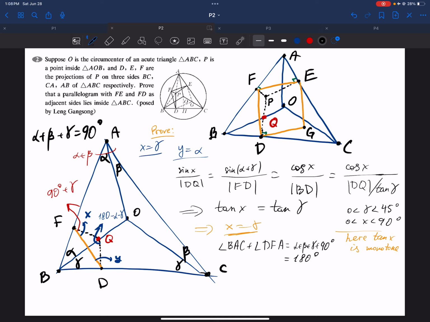Okay, what does it mean? When you have a line, another line, sorry, this line, another line, and they are intersected by something like this, and the sum of these two angles is 180 degrees, it means that these two lines are parallel to each other. All right, so we proved that FD is parallel to AC.